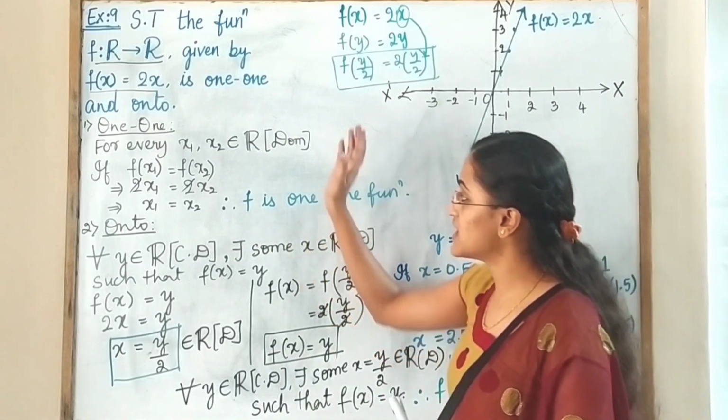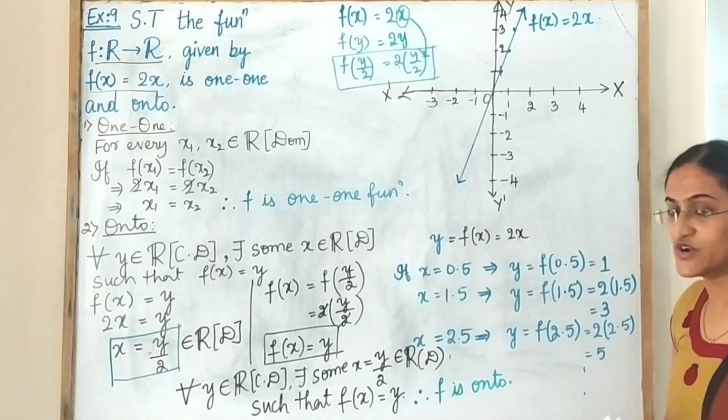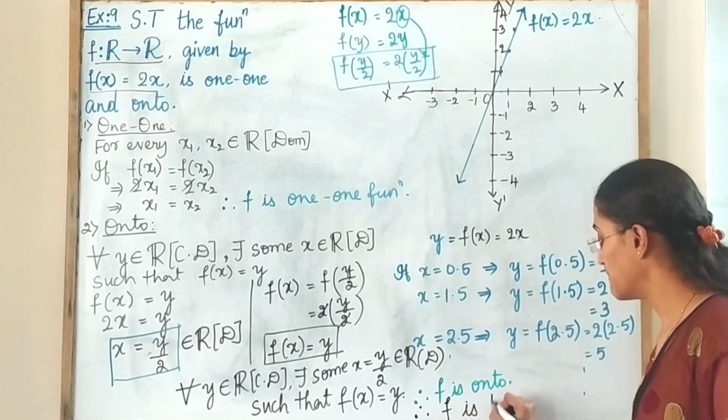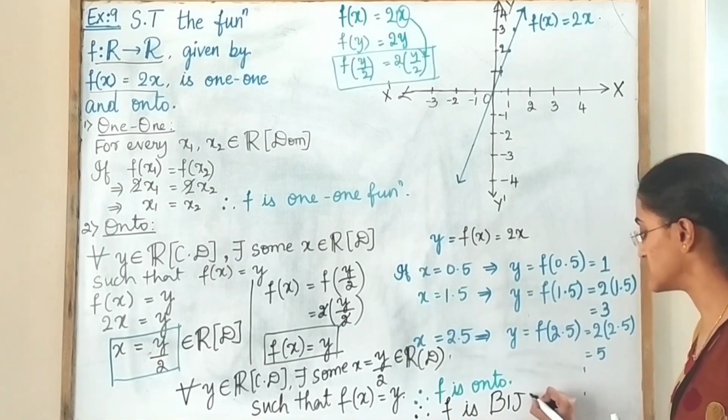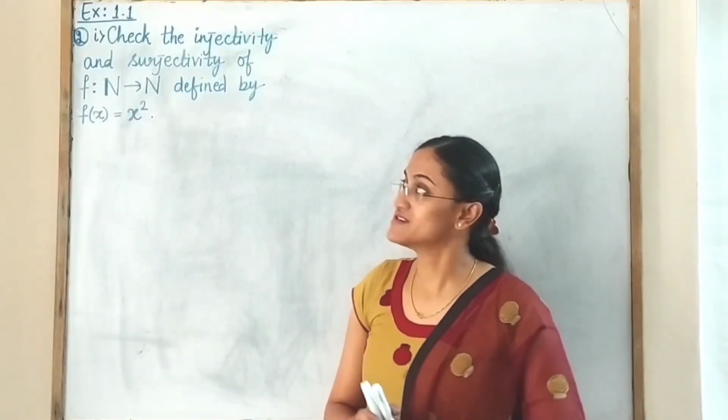Now you can observe that since the function f is both 1-1 and onto, you can conclude that f is a bijective function. Look at the next problem.